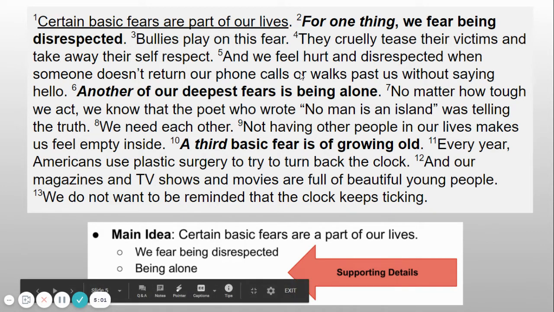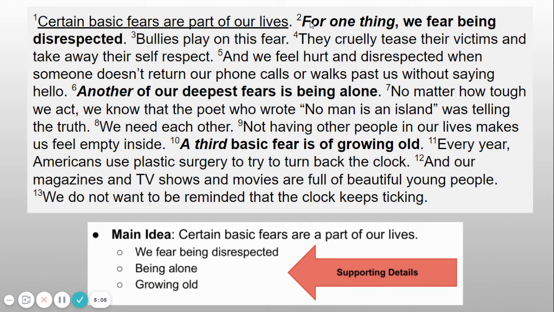And do you see how each major detail is introduced with a transition word that tells us this is the next major detail? It says, for one thing, we fear being disrespected. Another, right, and then the last one, a third basic fear. So those are words you want to keep an eye out for. And don't worry, I will absolutely emphasize this over and over and over. So let's look at another one, shall we?